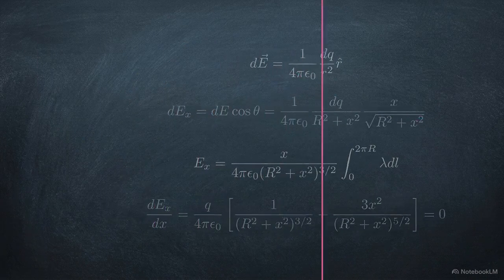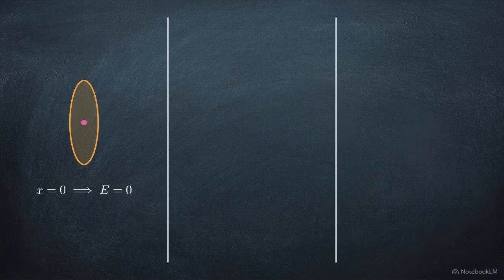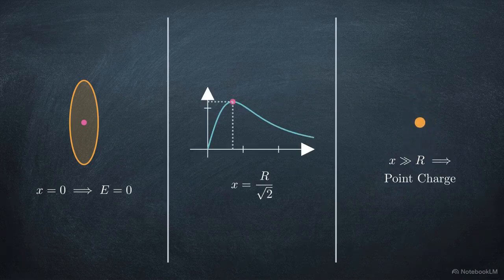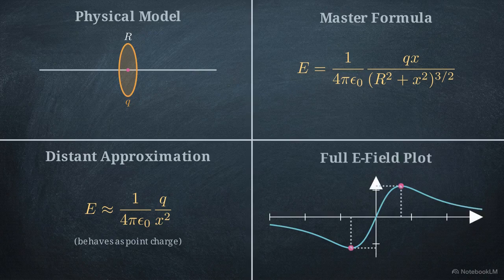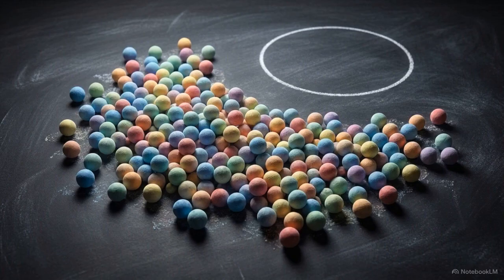Let's strip away the derivations and focus on the practical foundations. We analyzed a physical ring of charge by tracking 3 critical states: the zero field center, the distant point charge approximation, and the balance point where the field reaches its peak. This summary combines our master formula, the distant point approximation, and the completed plot mapping the field's behavior. Understanding the electric field of a simple ring provides the analytical framework needed to deconstruct much more complex charge distributions in physics.